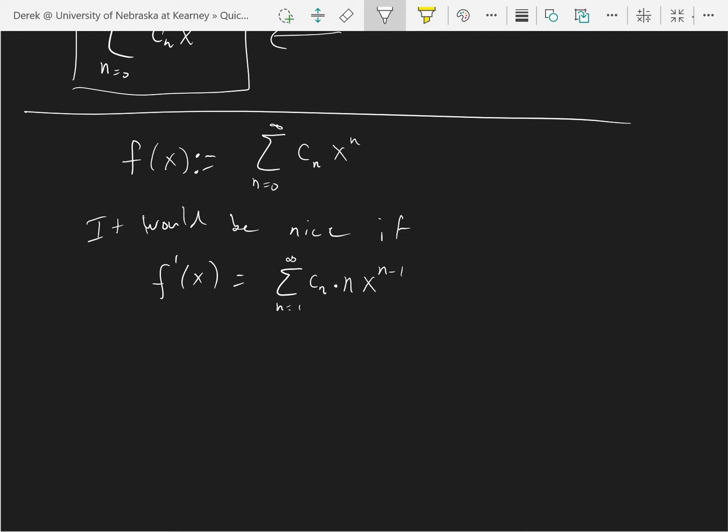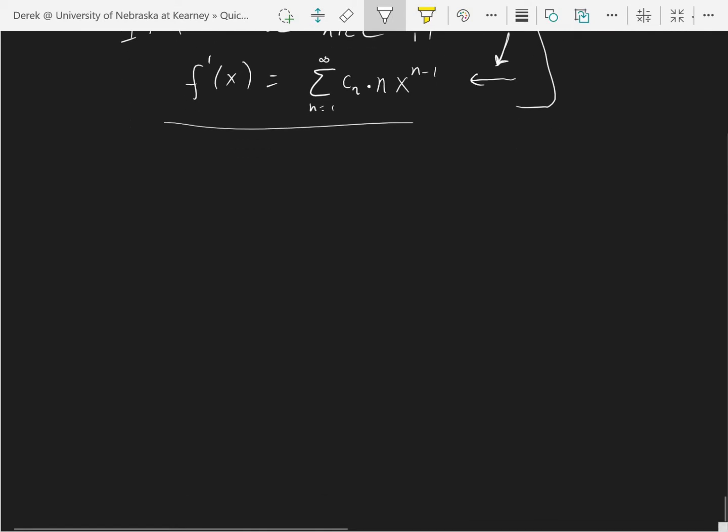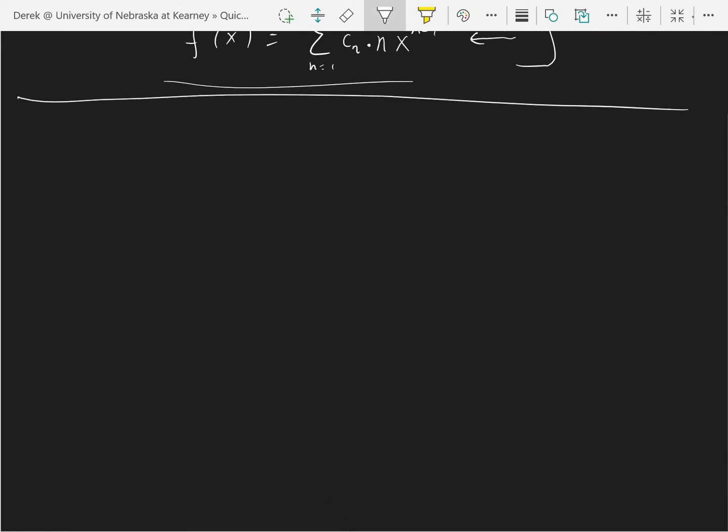If I differentiate term by term and then add up those terms, it'd be nice if I got the right thing. And this is true as long as we stay within our radius of convergence up here. The radius of convergence down here will be the same. And in fact, if it's absolutely convergent up here, then it's absolutely convergent down here, and so on. So this does actually work out rather nicely. This correspondence works.